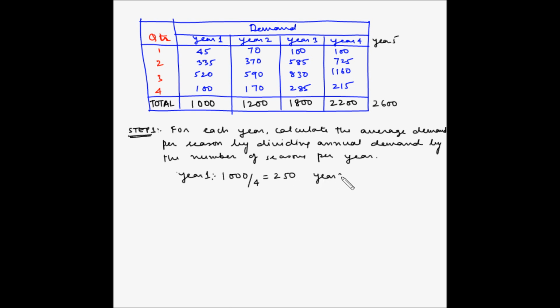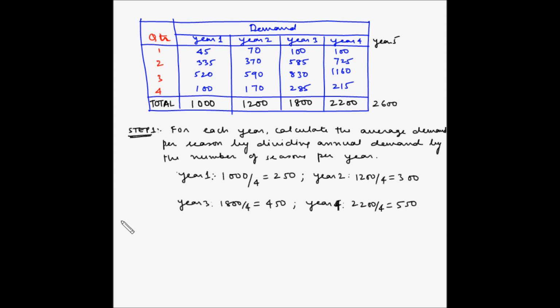Similarly for year number 2, 1200 divided by 4 is equal to 300. For year 3, 1800 divided by 4 is 450. And for year number 4, 2200 divided by 4 is equal to 550.